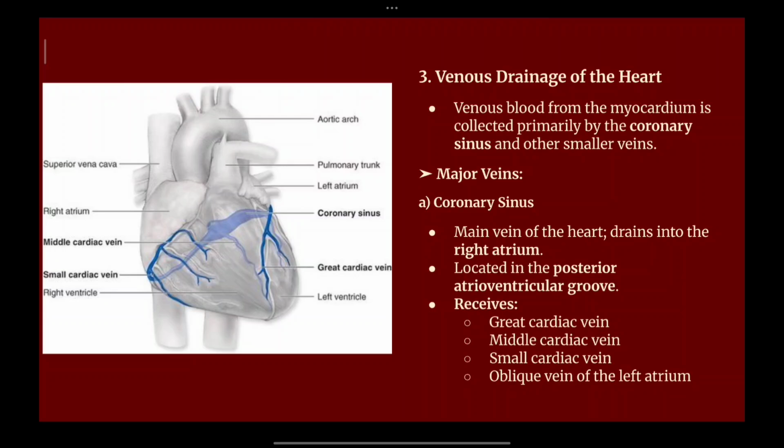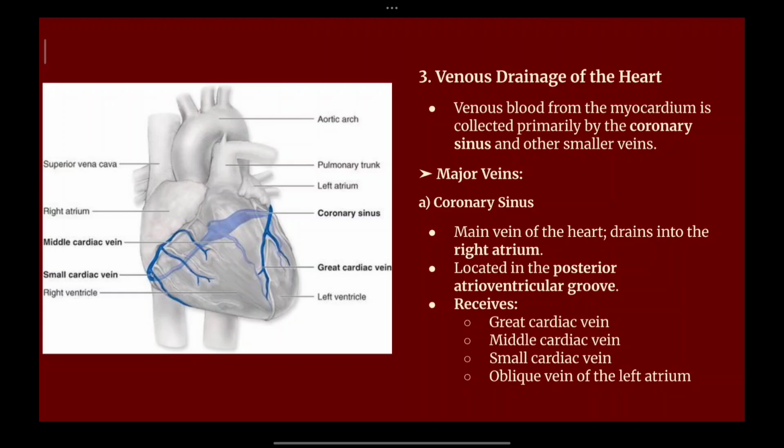Now venous drainage from the myocardium is collected primarily by the coronary sinus and other smaller veins. We have seen the aortic sinus. Here it is different. It is a coronary sinus, wherein the heart pours out all the deoxygenated blood into the veins. So that is the role of the coronary sinus. There are very small veins that collect the deoxygenated blood and pump it to the major veins. The major vein involved in the venous drainage is the coronary sinus.